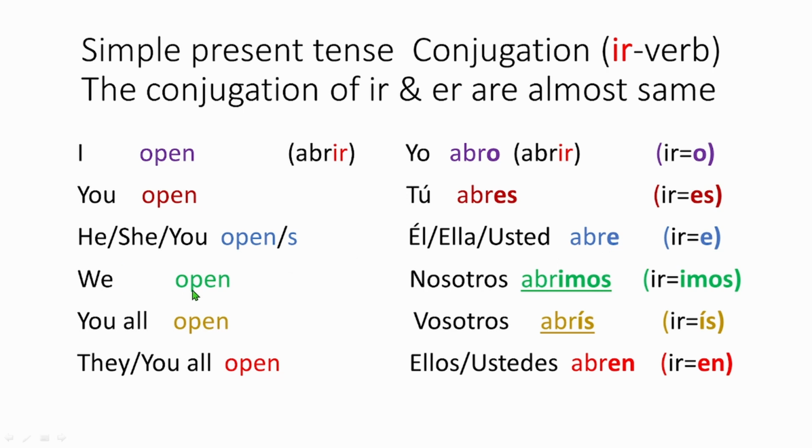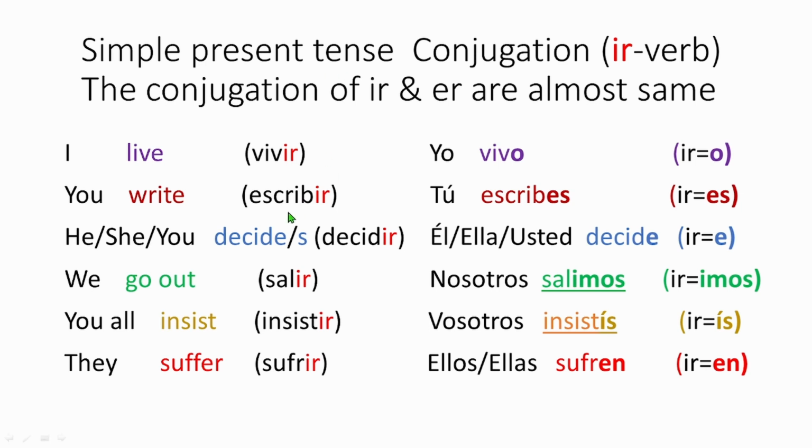Abre. We open. Nosotros abrimos. Here is the difference, right? IR becomes IMOS. Abrimos. So I underlined them. You all open. Vosotros abrís. Okay, IR is replaced with IS. Abrís. Now the I has the accent, so I stress a little on the I, like vosotros abrís. Now last, you all open. Ellos, ustedes abren. IR equals EN. Okay, so far we've been doing the same thing, right? So let's go further. Now these are all conjugations just for IR verbs.